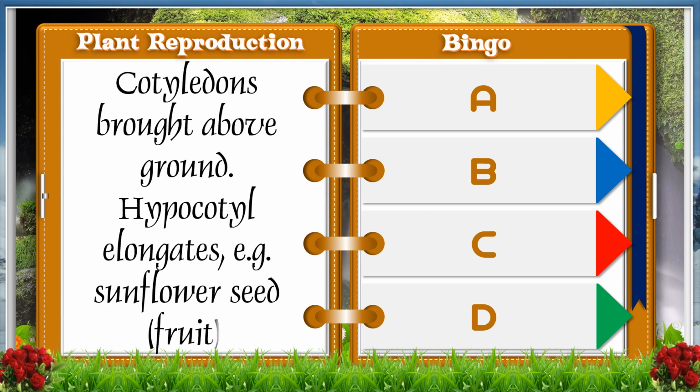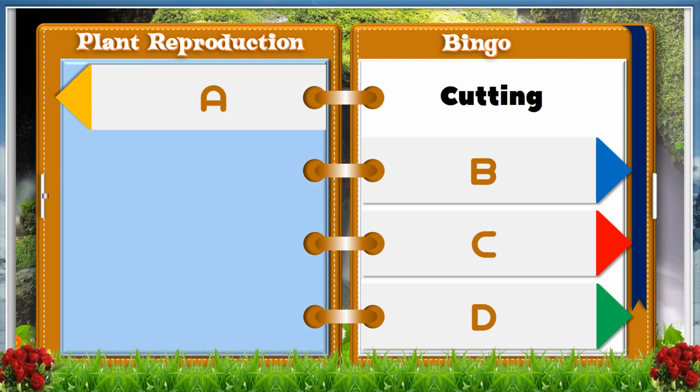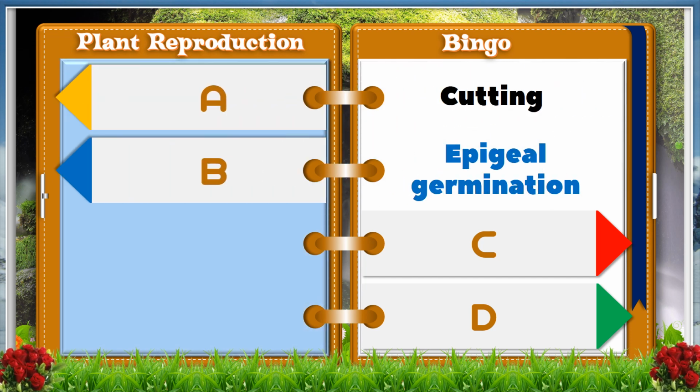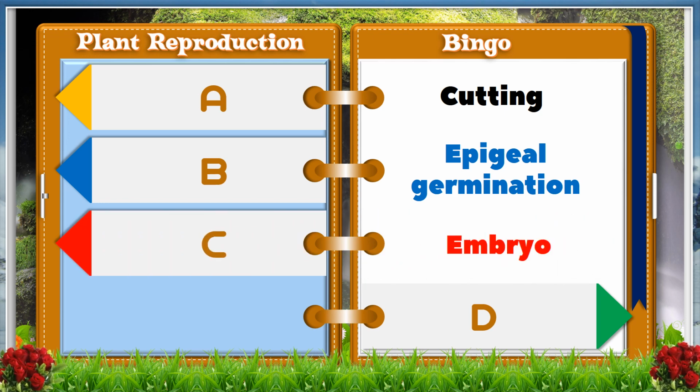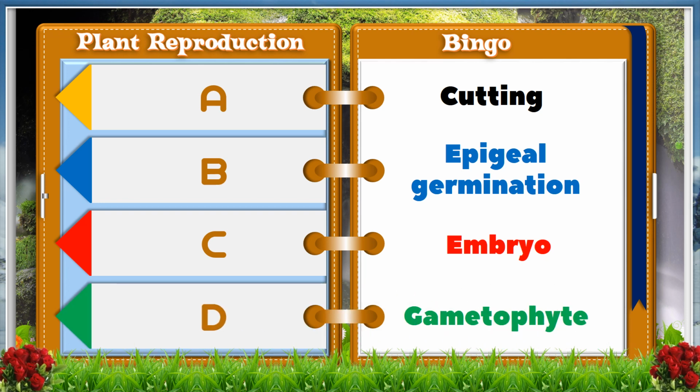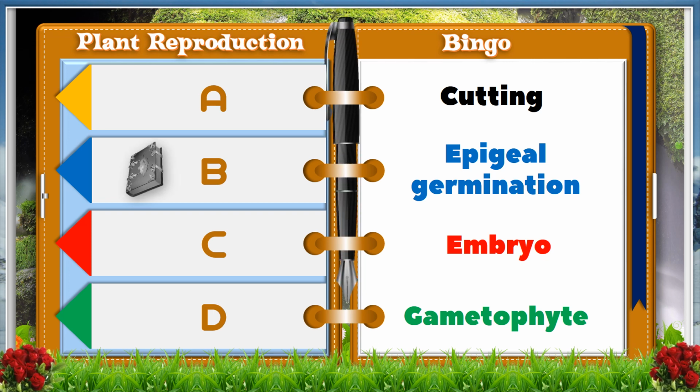Cotyledons brought above ground. Hypocotyl elongates, for example, sunflower seed, fruit. A. Cutting. B. Epigeal germination. C. Embryo. D. Gametophyte. And the answer is B. Epigeal germination.